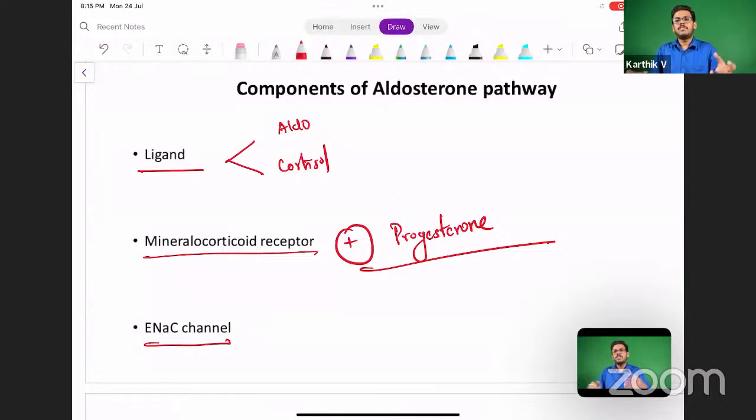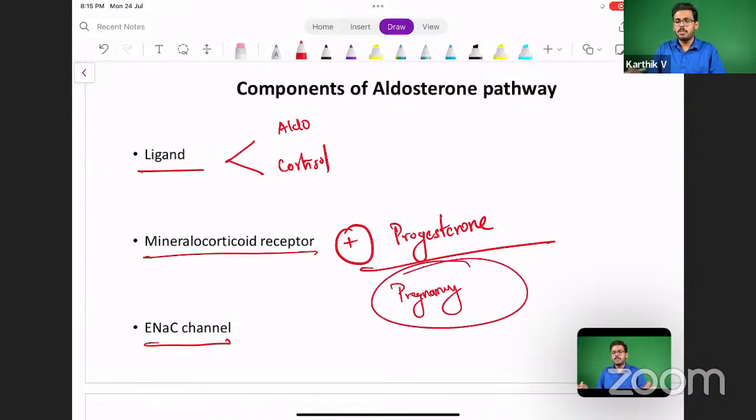So which is the condition where you have sustained high progesterone levels? Pregnancy. So a pregnant individual presenting with these features, you should think of the possibility of Geller syndrome due to activating mutation in the mineralocorticoid receptor.